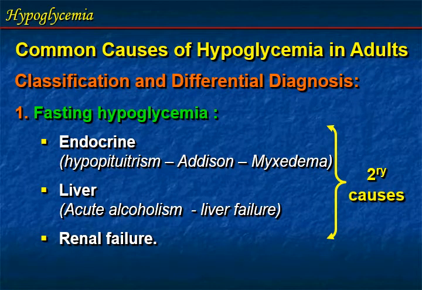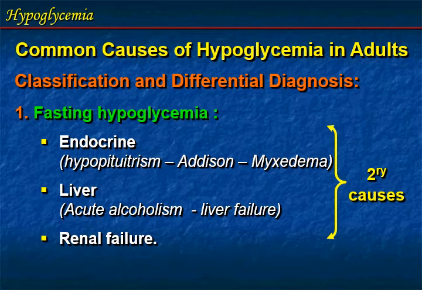As we said previously, today we are talking about common causes of hypoglycemia in adults. Hypoglycemia in adults: classification and differential diagnosis. This hypoglycemia might be either fasting hypoglycemia, that's to say a morning hypoglycemia without eating, or another one called postprandial, after eating.